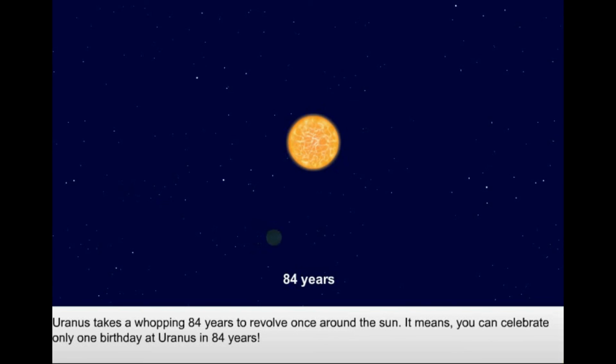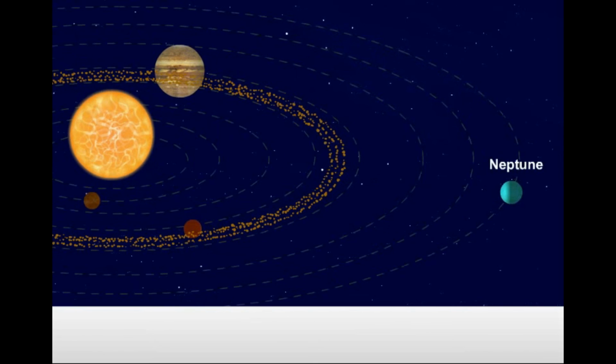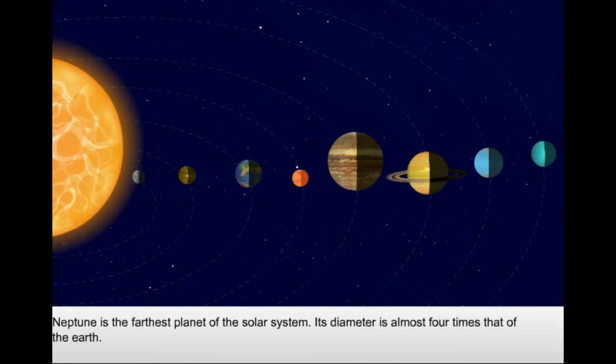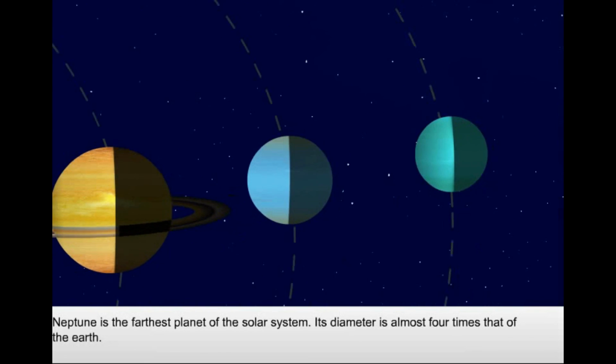Uranus takes a whopping 84 years to revolve once around the Sun. It means you can celebrate only one birthday at Uranus in 84 years. Neptune is the farthest planet of the solar system. Its diameter is almost 4 times that of the Earth.